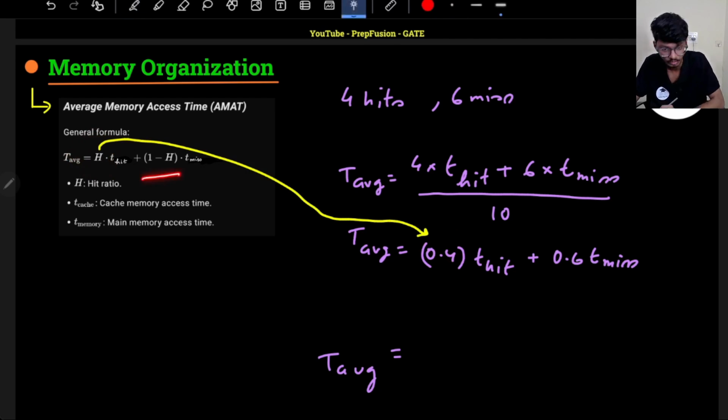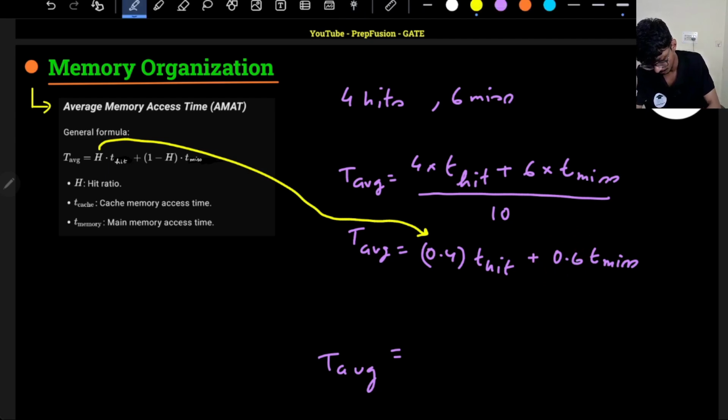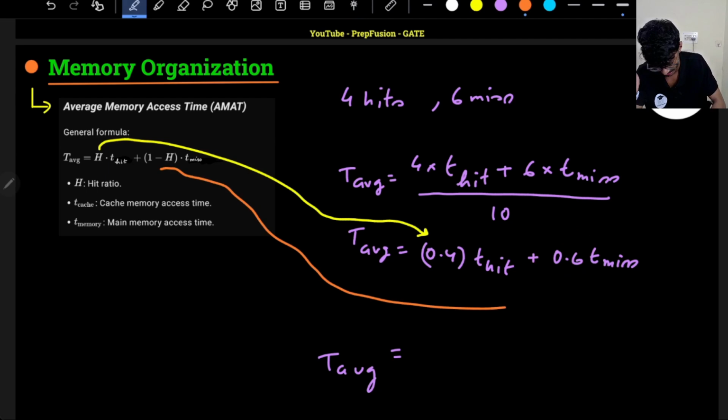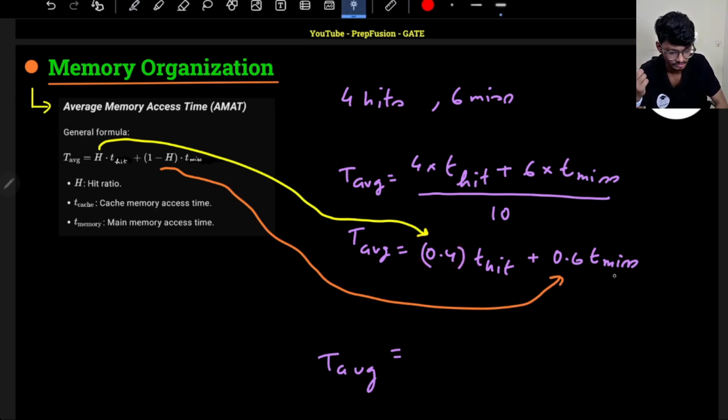What about this? What is 1 minus h? It is the miss ratio basically, and miss ratio is 1 minus h, which is written over here, right? Miss means the number of times I have missed the cache, that is 6, divided by the total number of times, that is 10. So it is 6 by 10, that is 0.6. So that is my miss ratio. So hence it will be 1 minus h. Got it? So h is always 0.4, and 1 minus 0.4 is 0.6. So that's how this formula came.